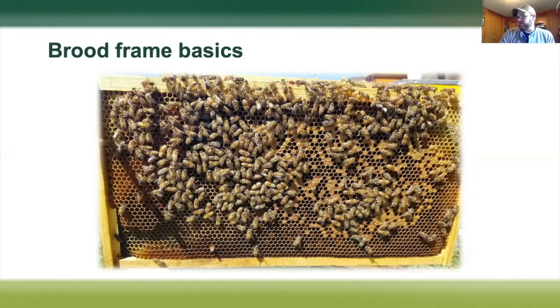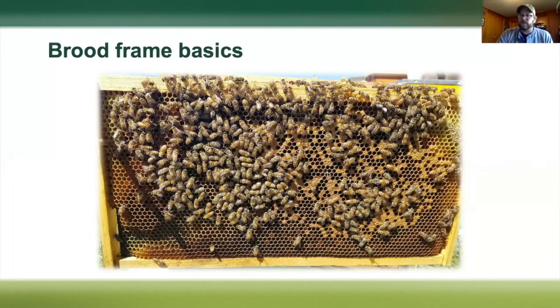This is an unhealthy frame right here. So this is a frame that when you look at it from here, you can see that it's very spotty. There is some pollen up in here. You can see that there's pollen stored here. I can also see that there's a little pollen stored here at the bottom as well. But for the most part, there's a lot going on here.